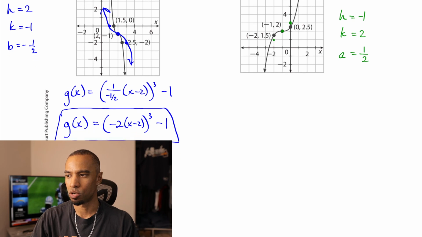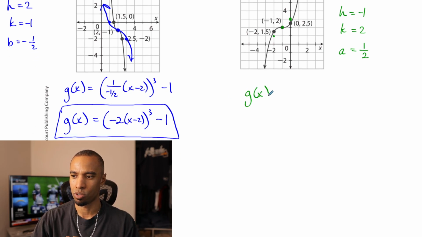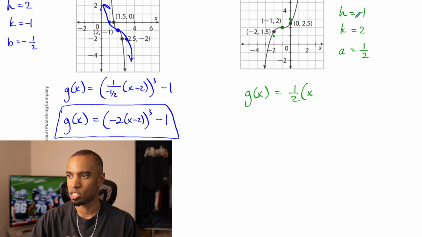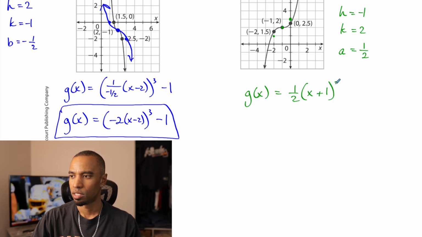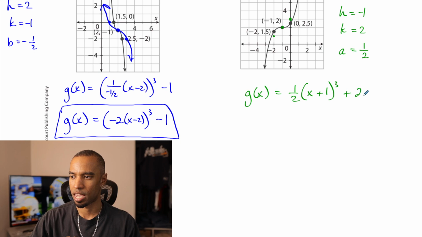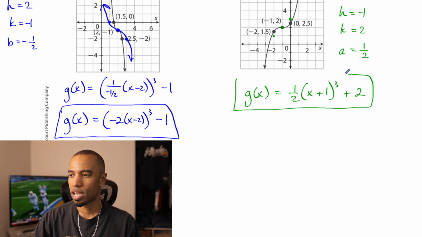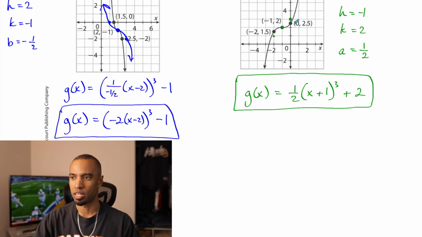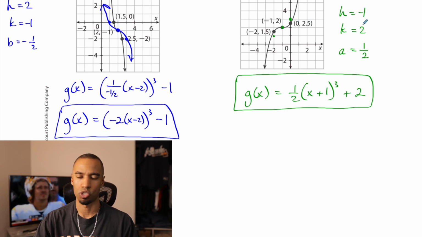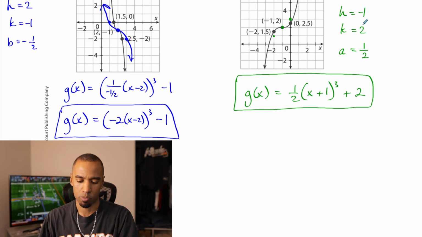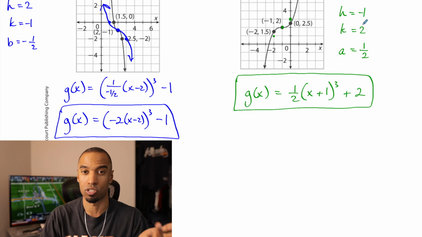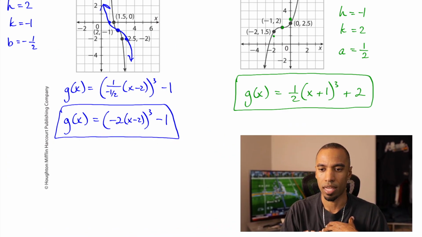So this equation would be g of x equals, the a's out in front, 1/2 times the quantity x minus h, which is x plus 1, cubed, and then plus k, which is plus 2. So there it is. That's me not plugging those values in. Otherwise, I could plug in 0 for x and 2.5 for y. You can see why I'm not as much a fan of that if I understand the stretch factor stuff, and it helps me graph the other things without a table.